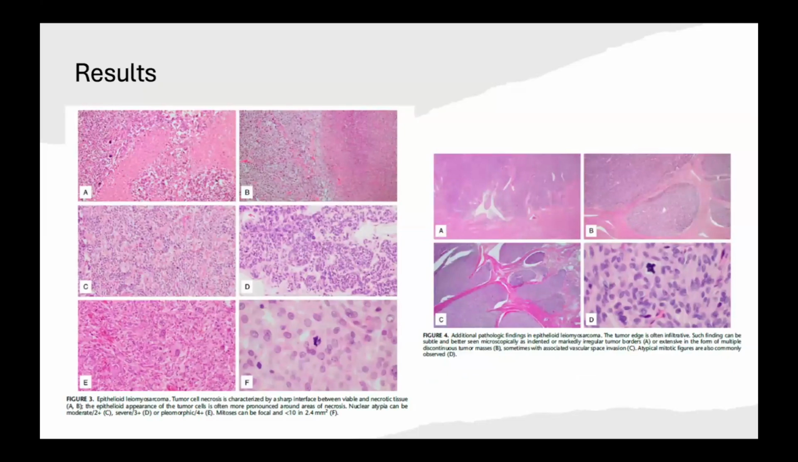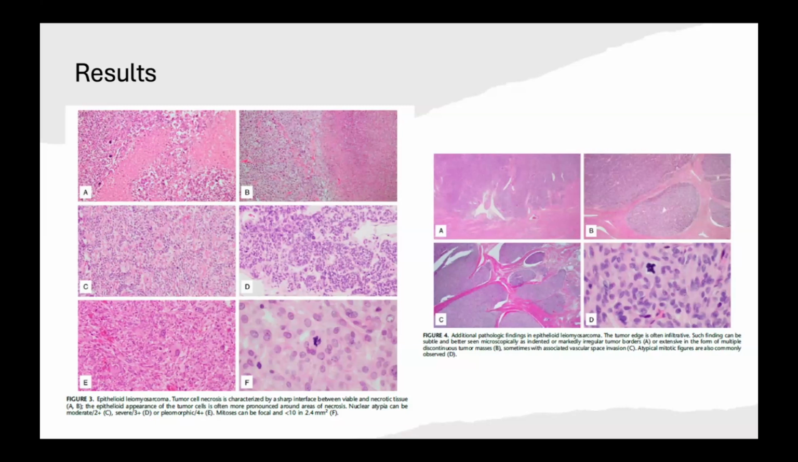And this next picture on the left-hand side is showing tumor cell necrosis, and it was abundant in most of the lesions, as well as nuclear atypia. C is showing kind of a 2+, and D is showing severe 3+, and E is showing pleomorphic, which was 4+. That's how they created it. And the mitoses were quite atypical and focal sometimes, and F is just showing a nice picture of that.